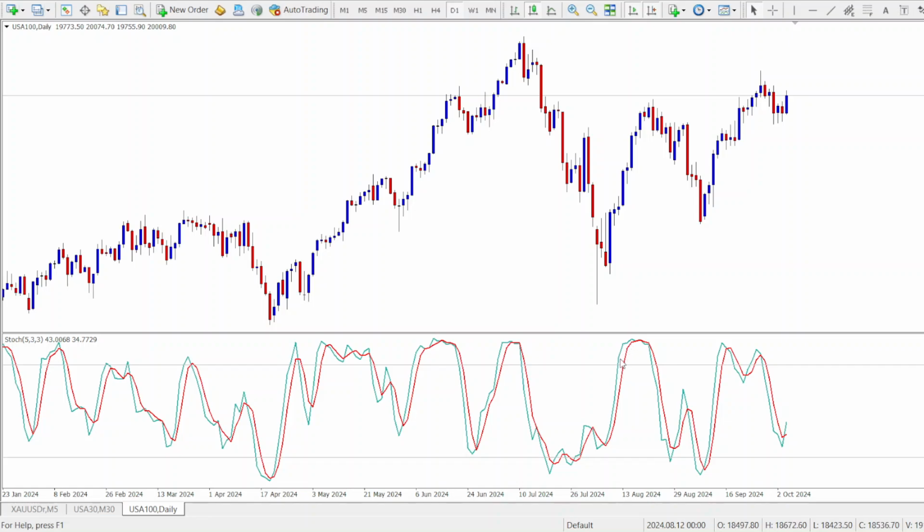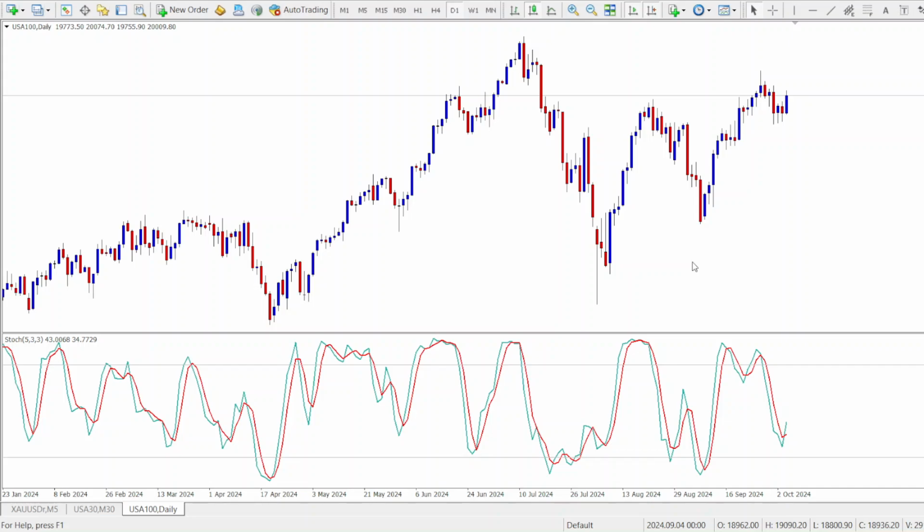And then when the stochastic enters the overbought level, it usually shows that there could be an end to that bullish momentum. On the other hand, when the stochastic enters an oversold level after a period of the asset selling, it shows that there could be an end to the selling momentum.